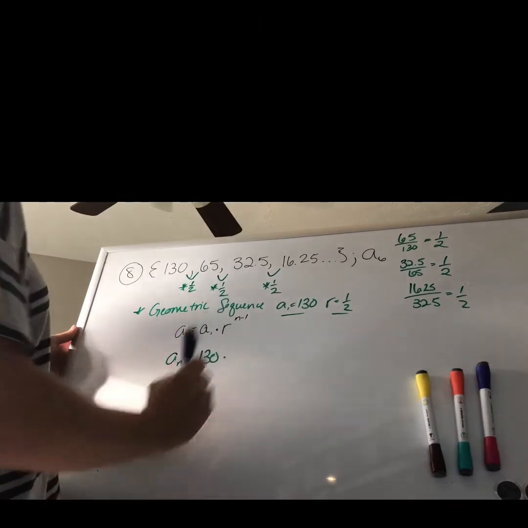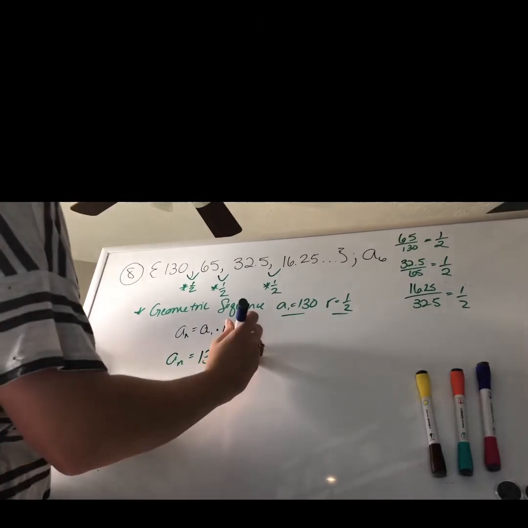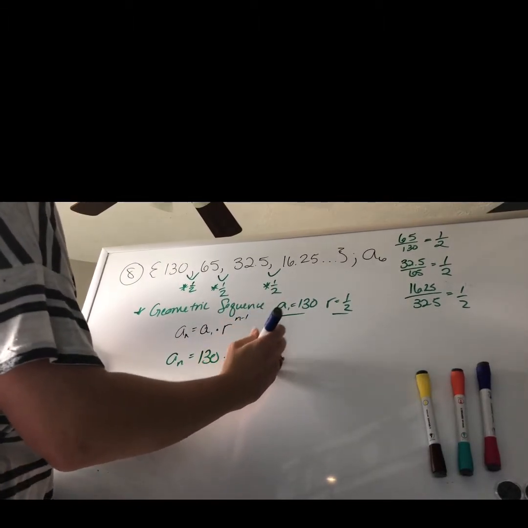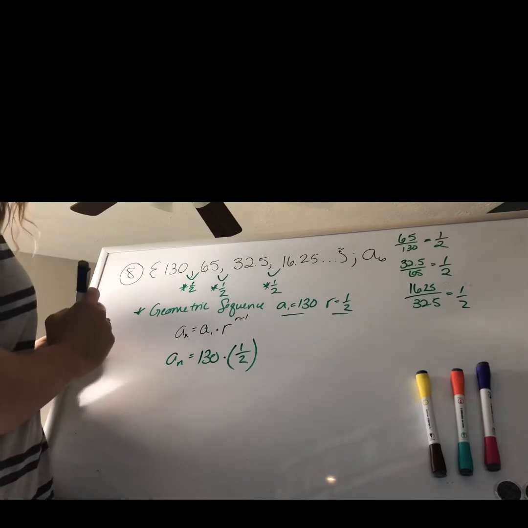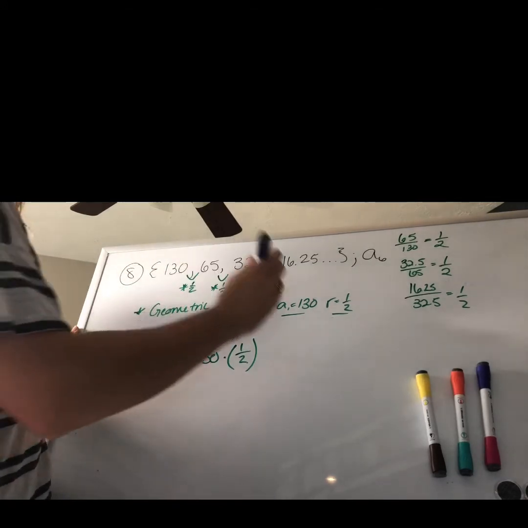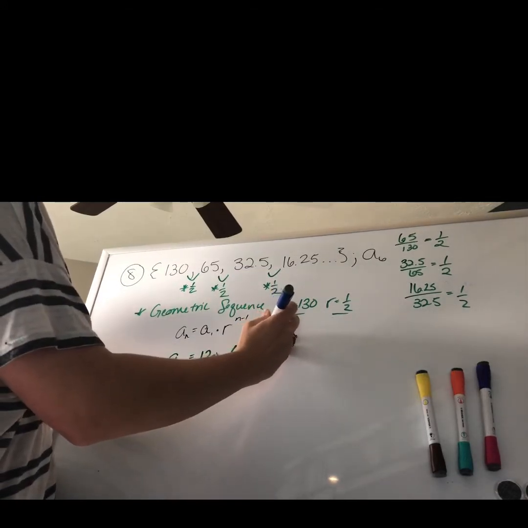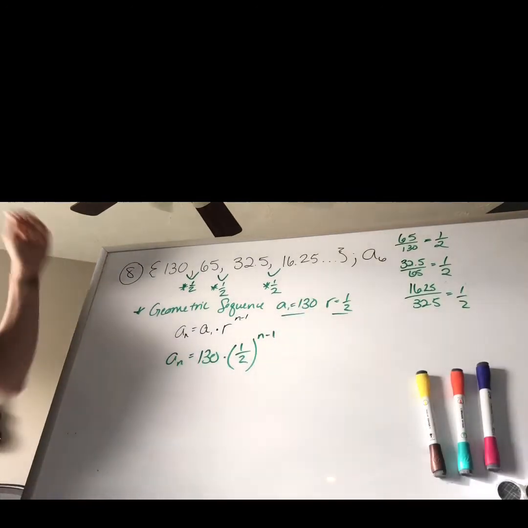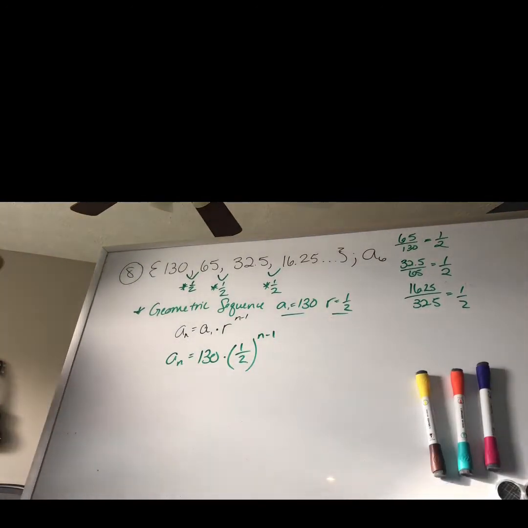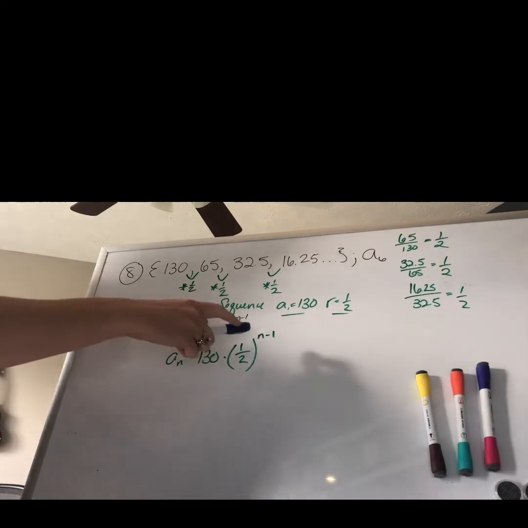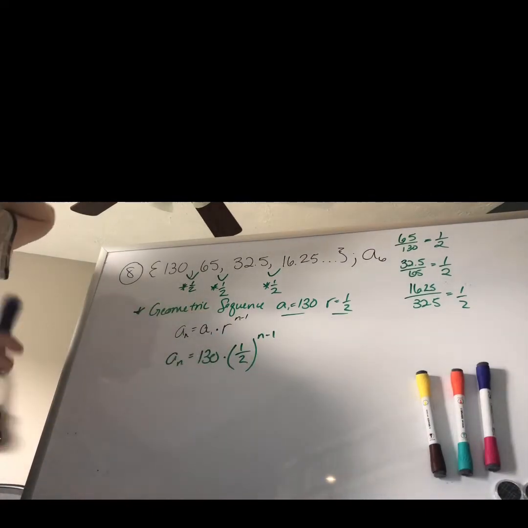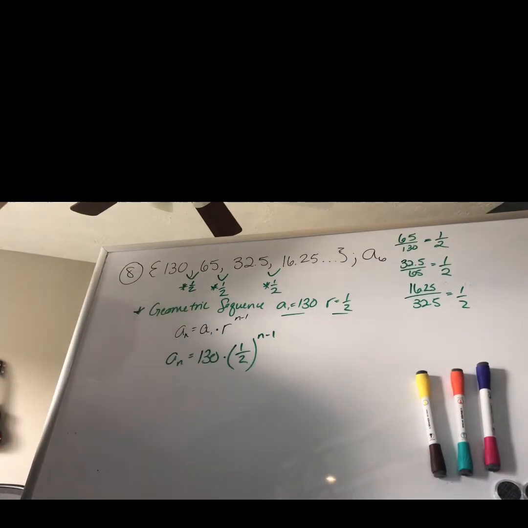Times r. Since this is a fraction, I'm going to put parentheses around it. 1/2, raised to the n minus 1 power. That's the house top on your calculator. Okay, most of you know where that is. If you don't, ask somebody around you. They'll probably be able to help you out. All right, so this is my rule.